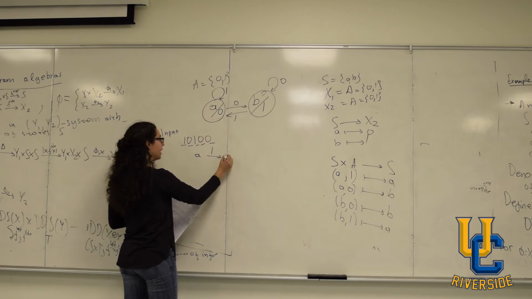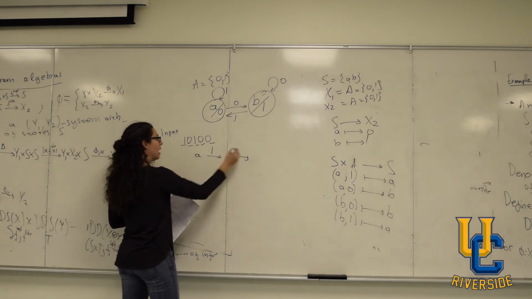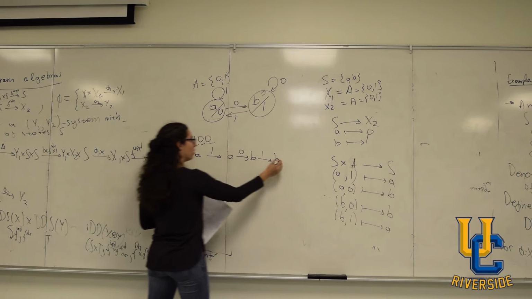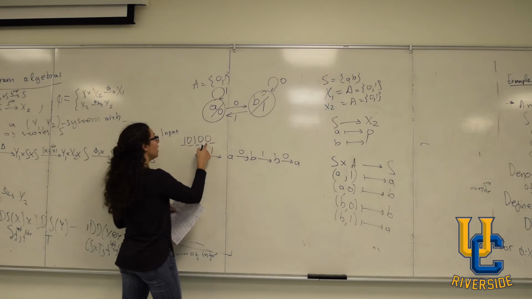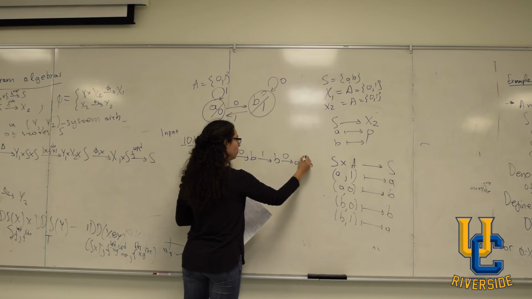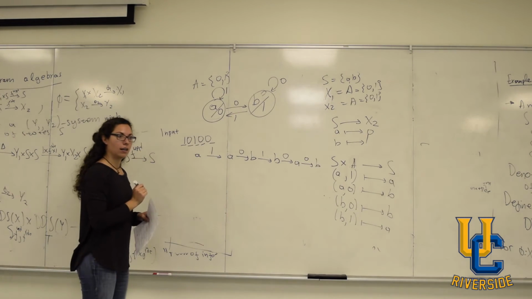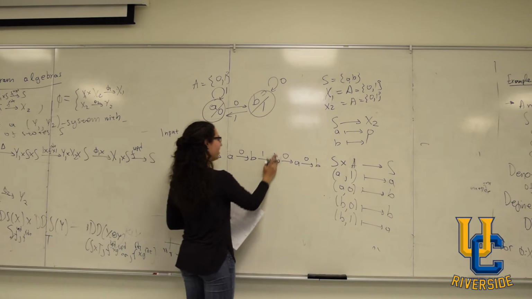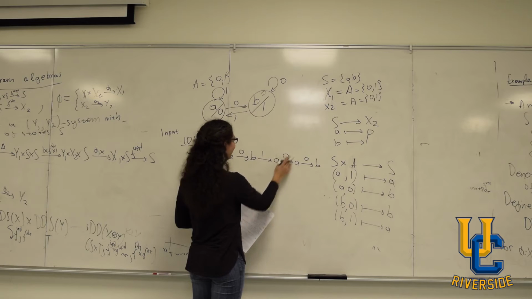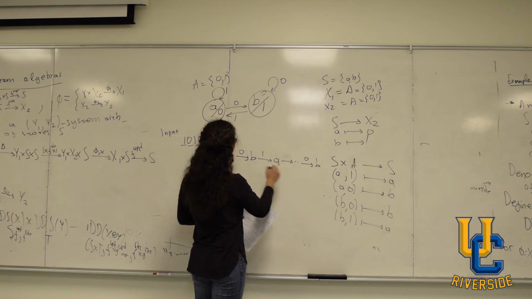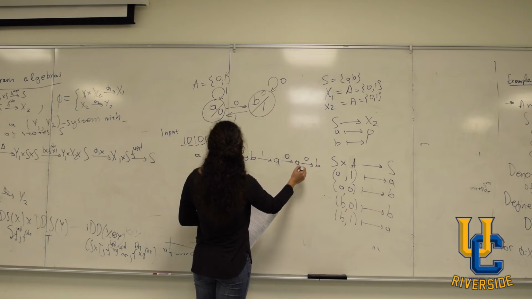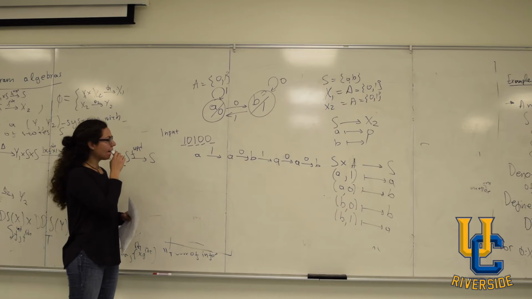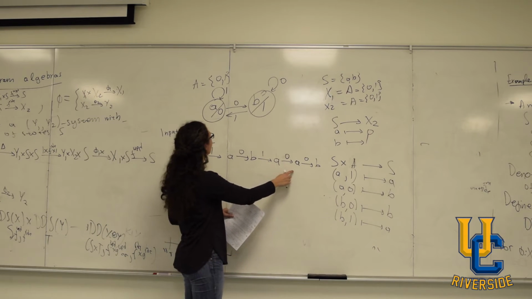Where do I go? I stay at A. If I do 0, I go to B. If I do 1, I stay at A. If I do 0, I go back to A. And if I do 0 again, I go to B. For B and we have 1, we go to A. You're right. So from A, 0 goes to A, and then 0 goes to B. Does this look correct? 0 should go to B.